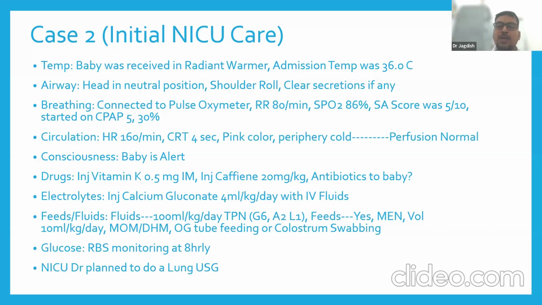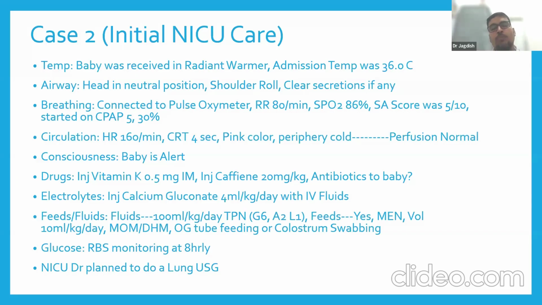So regarding feeding, whether we can start feeding or not for this baby, because it's a 27 weeker, the gut may be immature, so we cannot start total enteral nutrition. But there is no contraindication here for minimal enteral nutrition or trophic feeding or colostrum swallowing. So what we decided is we'll start minimal enteral nutrition or trophic feeding from day 1 immediately after birth. That is 10 ml per kg per day.